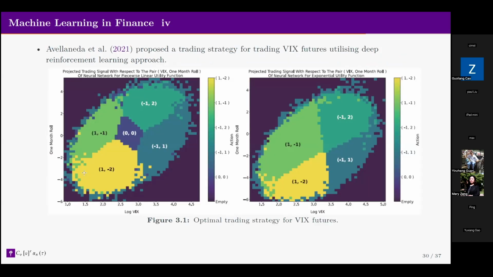So here, this is an example using deep Q learning to trade VIX futures. As you can see, this plot basically tells you that, given the current market condition, what is the best trading strategy for the VIX futures. The machine learning model can be used for constructing trading strategy.